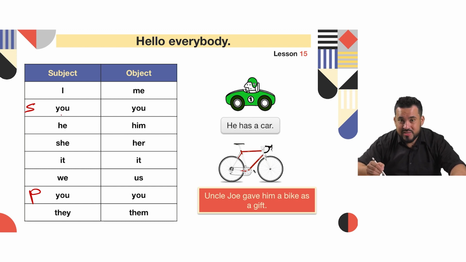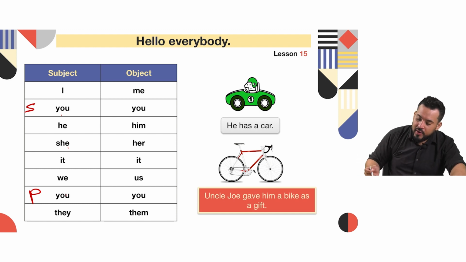You will stay you. He will become him. She will become her. It will stay it. We will become us. You will stay you. They will become them. So, how do we use it in sentences?